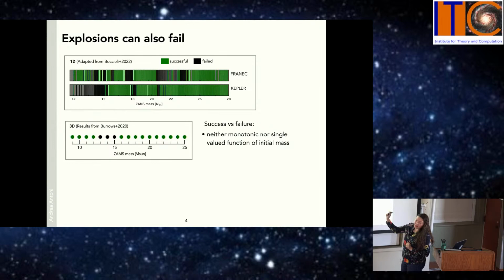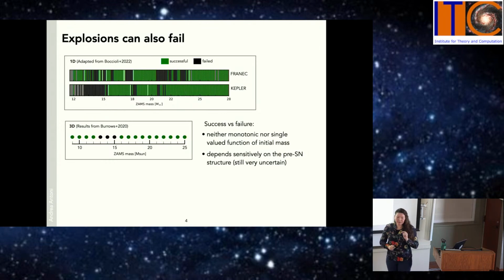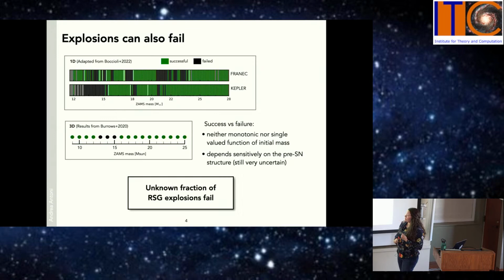The other thing, which isn't clear from these plots but is clear from the literature, is that success or failure depends extremely sensitively on the pre-supernova structure of the star, and, as we're learning today, the three-dimensional structure and evolution of the star just before core collapse. So this is a very active area of research with details still being worked out. The overall takeaway that we're going to carry forward is the idea that an unknown fraction of red supergiant explosions fail.